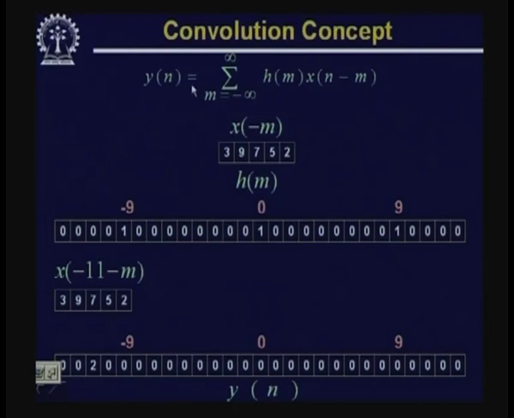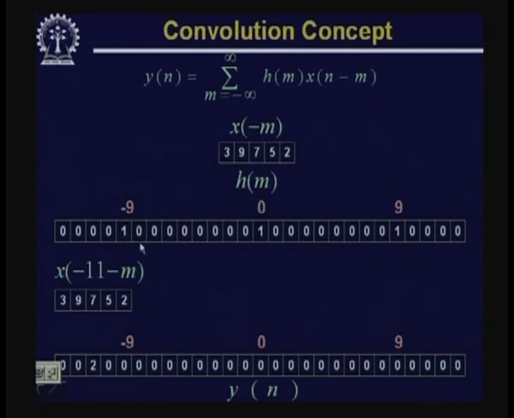So, if I really understand this particular expression, h[m] x[n minus m], the sum of this from m equal to minus infinity to infinity, we said that this actually means that we have to take the time inversion of the signal x[n]. So, if I take the time inversion, the signal will be something like this: 3, 9, 7, 5 and 2, and when I take the convolution, that is, I want to find out the various values of y[n], that particular expression can be computed in this form.